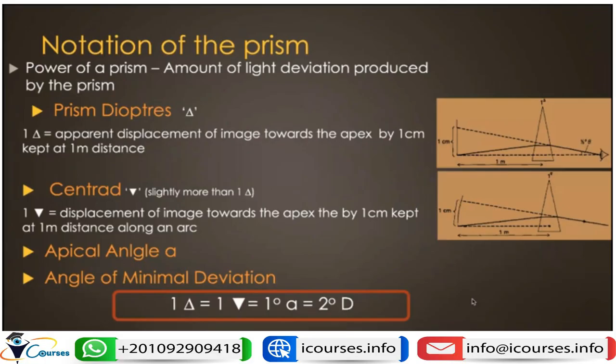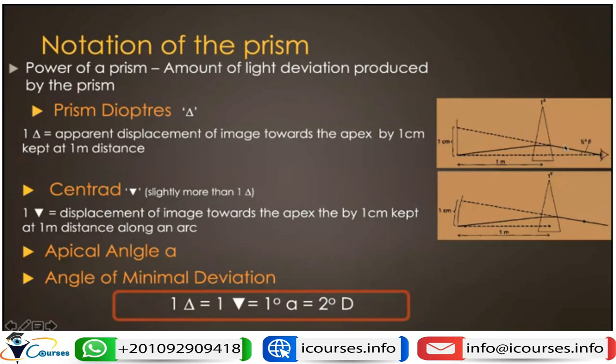So how can we calculate this amount of deviation? This can be done by four methods. The first one is called the prism diopter, and it can be referred to as an inverted empty triangle, as you can see here. So what is a prism diopter?